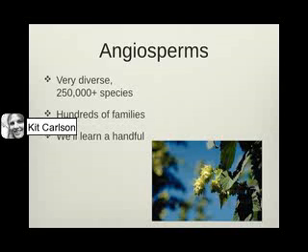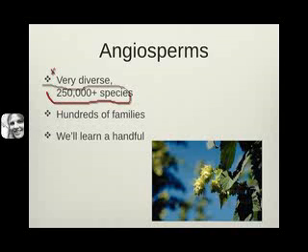So in the angiosperms, we have incredible diversity. I have the number 250 because you see that reported a lot, but more recent estimates bring this up to closer to 500,000 species of angiosperms. Hundreds of families. This is what we've spent most of our time on. So there's great diversity, great economic value in the angiosperms.